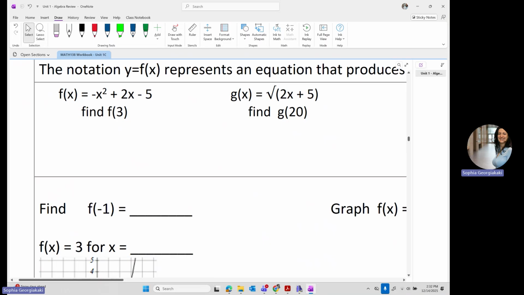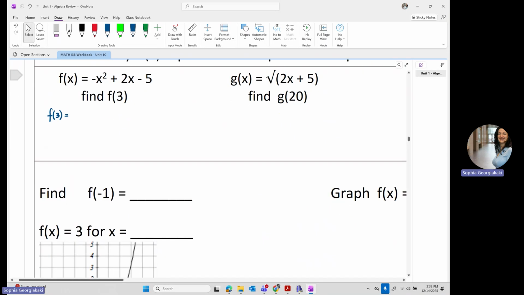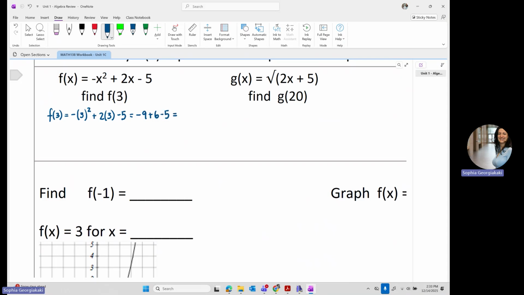When we have the equation of a function, we can evaluate it at a specific value by replacing the variable with its value. So wherever we see x in the equation of the function, we can replace it with a 3. Now, every time we do that, it has to be in a parenthesis, especially important when the value of x is negative. So this will be negative 3 squared is 9, plus 2 times 3 is 6, minus 5. So that is negative 8.